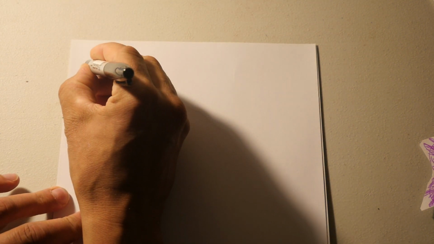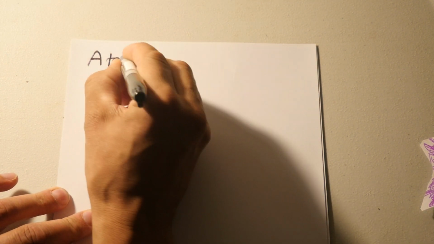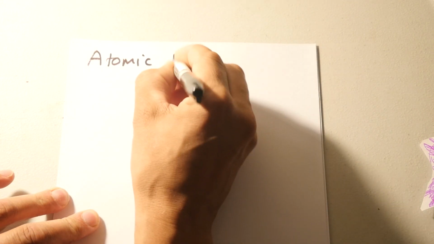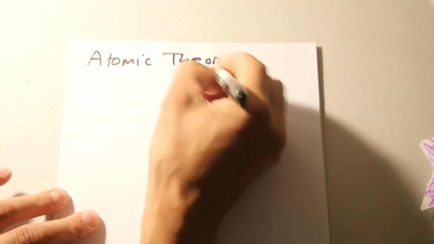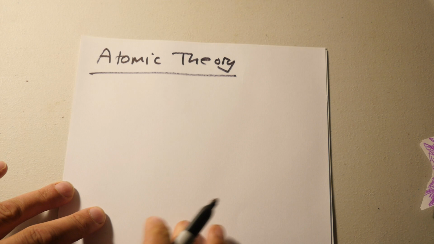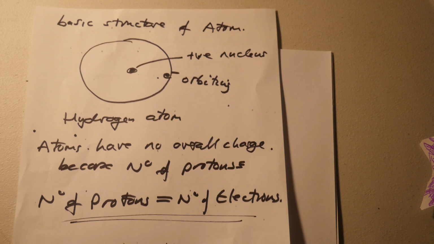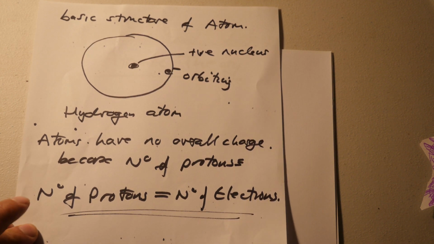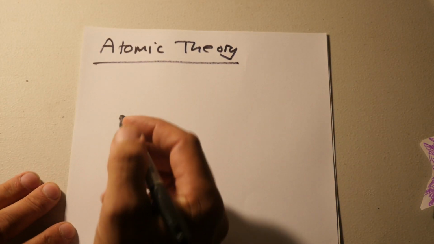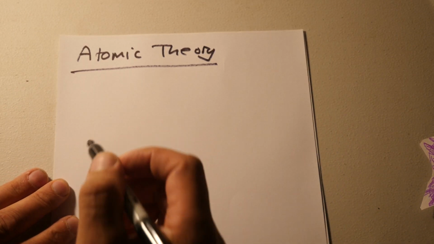Mermaids don't exist. So we're going to go on with the next lecture on atomic theory, okay? Last time, you may remember from the previous video, I mentioned the number of protons equals the number of electrons in the basic atom, okay? So I'm going to carry on from where that left off.